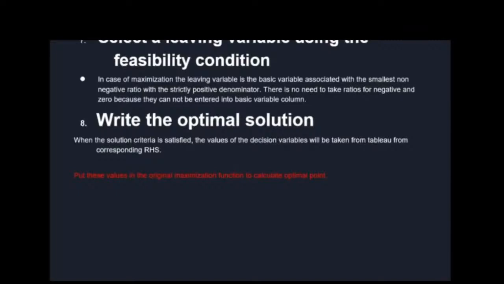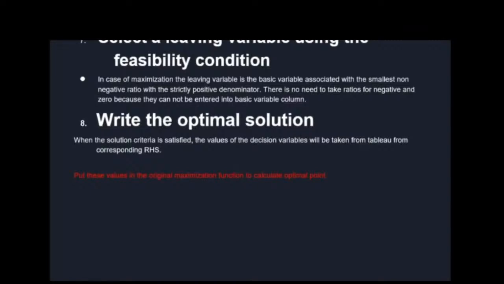Now the seventh step. Select a leaving variable using the feasibility condition. In case of maximization, the leaving variable is the basic variable associated with the smallest non-negative ratio with a strictly positive denominator. There is no need to take ratios for negative values and 0 because they cannot enter into the basic variable.